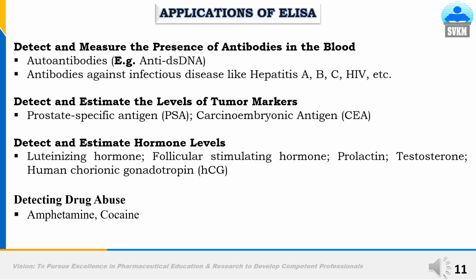There is a wide range of applications of ELISA. If we see a few examples, it is used to detect and measure the presence of antibodies in the blood. These antibodies can be autoantibodies or antibodies which are developed against a particular infectious disease like hepatitis A, B, C or HIV. Then ELISA is utilized to detect and estimate the levels of various tumor markers like prostate specific antigen, carcinoembryonic antigen. It is used to detect and estimate hormone levels, for example, human chorionic gonadotropin or other hormones like luteinizing hormone, follicular stimulating hormone, prolactin, testosterone.